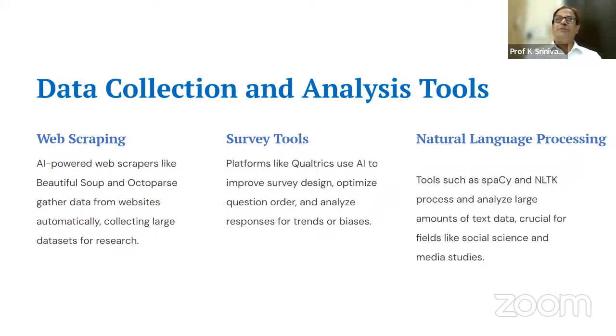Okay, next, survey tools. Now forms.ai, of course platforms like Qualtrics एक तो एक टूल है, ऐसा ही forms.ai बहुत इंटरेस्टिंग। पहले हम लोग गूगल फॉर्म जनरेट करते थे, अब forms.ai करके टूल है। इन सारे चीजों को पहले आपको रजिस्टर करना पड़ेगा, then you can use it. Use AI, artificial intelligence, to improve survey design, optimize question order and analyze responses for trends and biases.